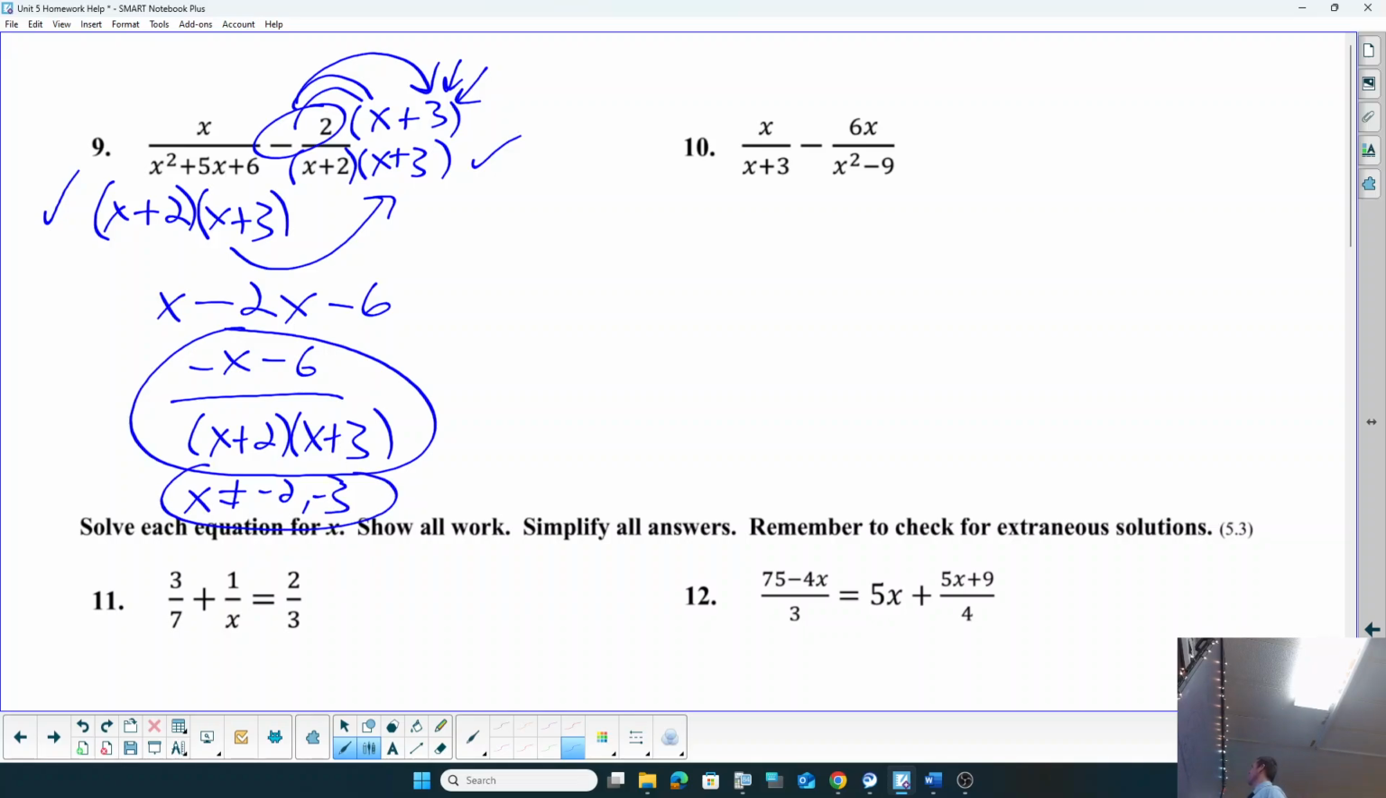Try number 10 on your own. So x squared minus 9 factors into x and x, 3 and 3. The sign of the middle term goes with the bigger number. Oh, but there is no bigger number.